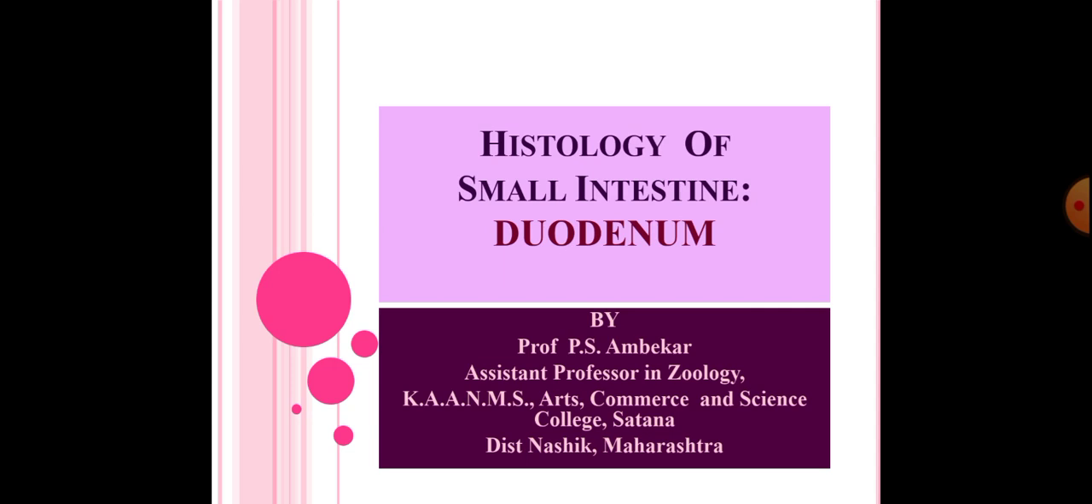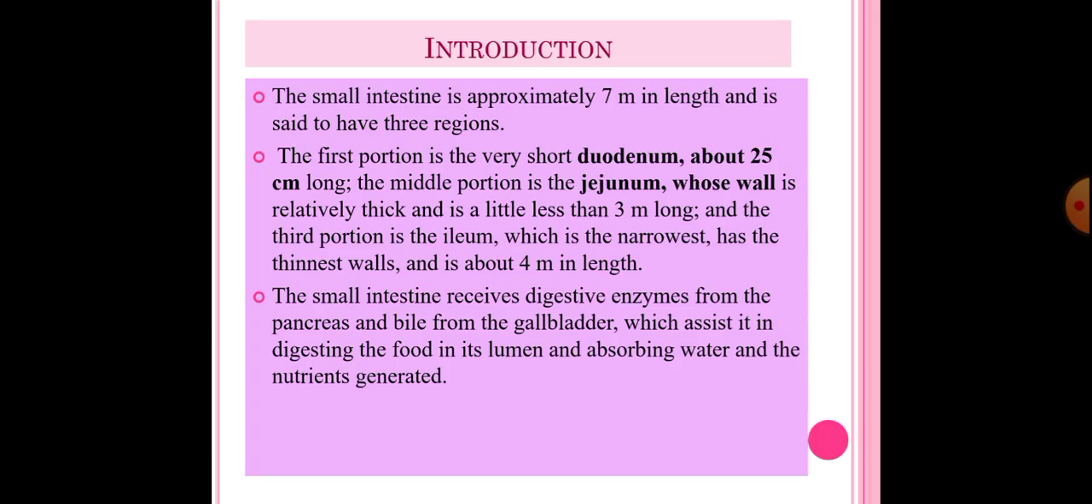So today in this lecture we are going to discuss the histology of the small intestine. As all of you know, the small intestine is around 6 meters long. The first part is the duodenum, the second part is the jejunum, and the third is the ileum. Today we are going to discuss the first part, the duodenum. The small intestine is around 7 meters long and is divided into the duodenum, jejunum, and the ileum.